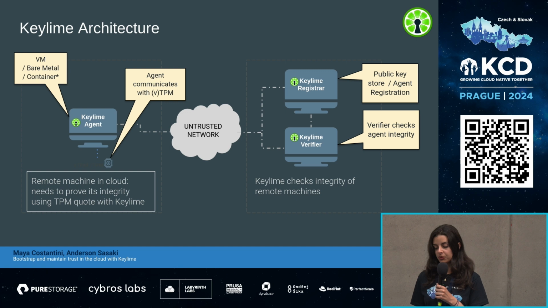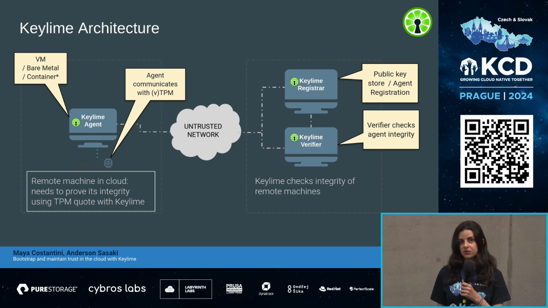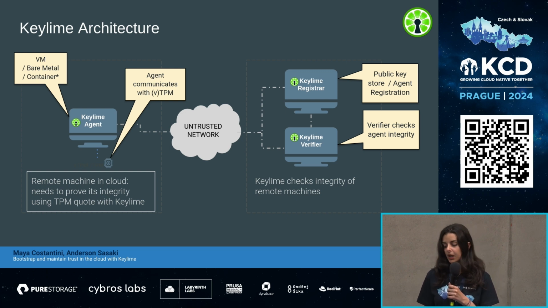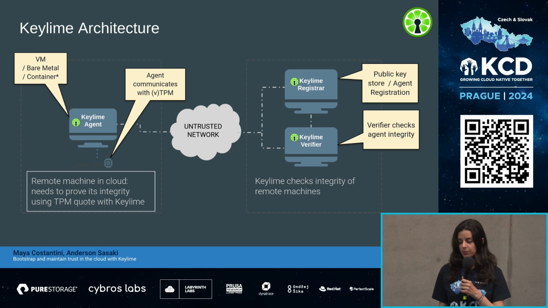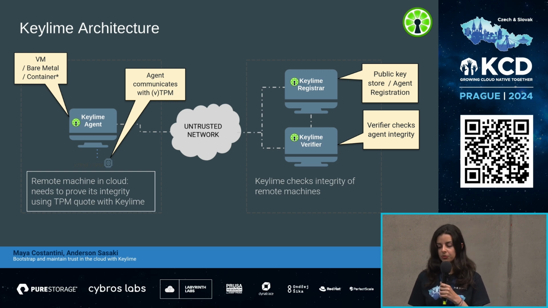The communication between the agent and the verifier or the registrar can occur over an untrusted network. The verifier and the registrar, in this case, could be located in a different public cloud from the agent or on premises, which creates a true hybrid cloud scenario. The network they communicate over can be untrusted because integrity checks are performed at each step of the process, and some pieces of information are encrypted with a public key that corresponds to one of the agent's TPM keys.